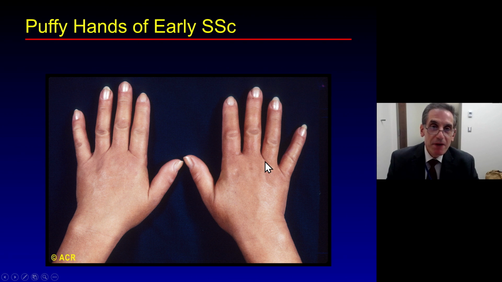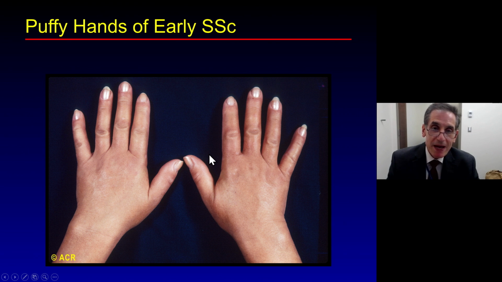These are what are called puffy hands. And if a patient ever comes in and complains, my hands are puffy or my fingers are puffy, scleroderma is a diagnosis that you need to consider. The differential diagnosis of puffy hands or puffy fingers is scleroderma, dermatomyositis, and other autoimmune diseases that are similar. But these diagnoses are very important. Puffy hands are a very important clinical feature in early scleroderma.